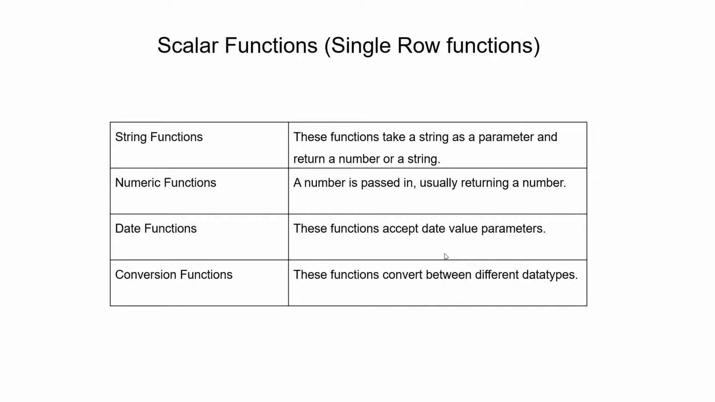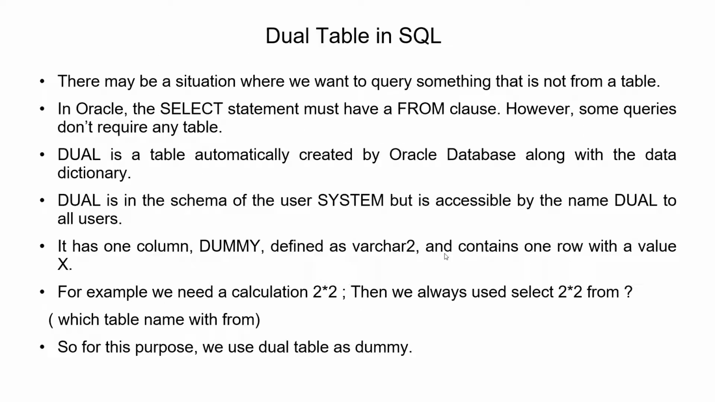Now we will see the classification of scalar functions. It can be classified into four types. String function means it can take the input as string and give the output as a string or number. Then the second is numeric function. A number can be passed as a parameter and it returns also a number. Third type is date function. It can accept date parameters. And fourth is conversion. It is basically working with respect to data type. Means it converts from one data type to another data type.